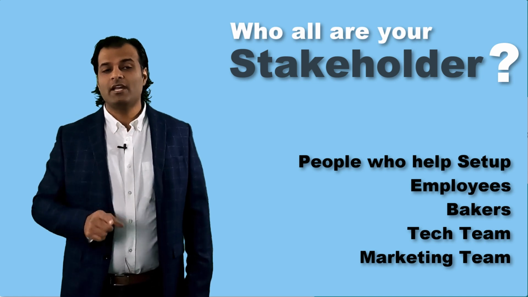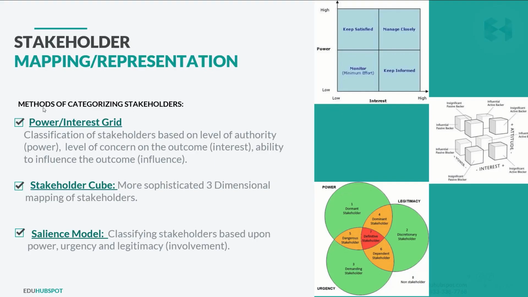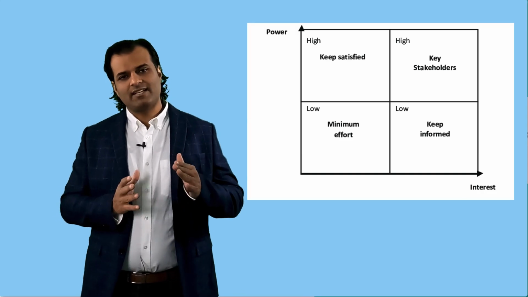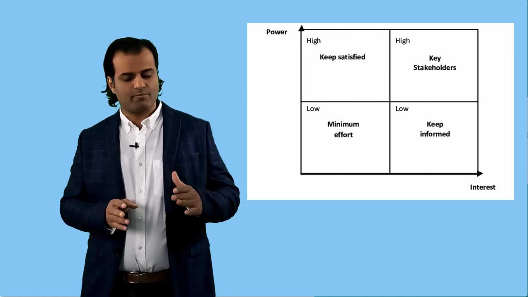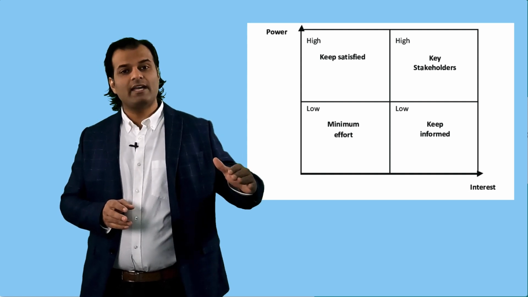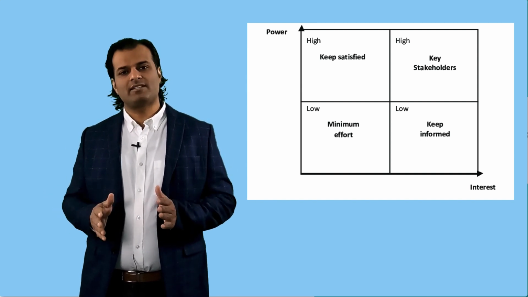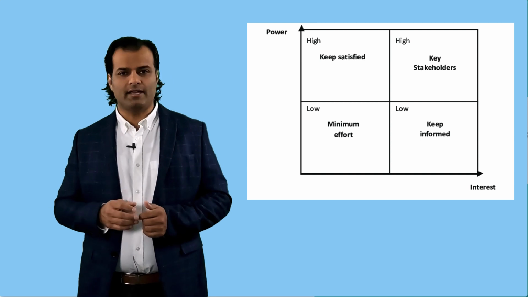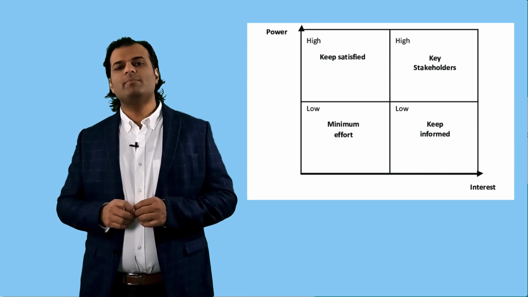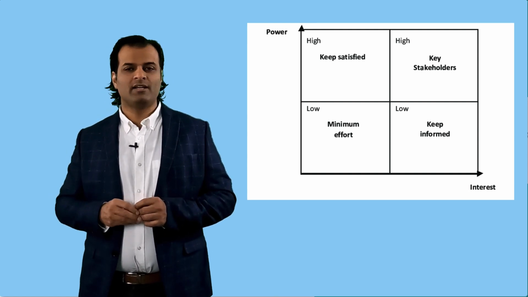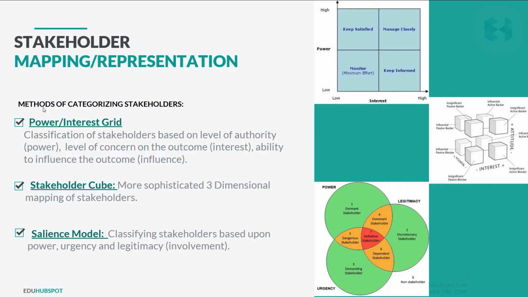And that is where your first categorization tool comes into the picture, which is your power interest grid. Now, what is this power interest grid? First, classify each stakeholder based upon power. Is it high? Is it low? Similarly, what is the interest level? Is it low or is it high? Then once you are able to figure out that stakeholder's power and interest level, based upon that, your answer would be keep satisfied, manage closely, monitor, and keep informed.